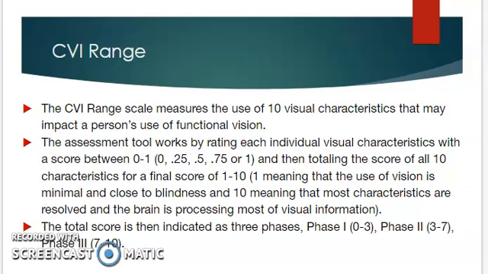The total score is then indicated as 3 phases. It's just easier for us to say, okay, this child is in phase 1 and now she or he has moved to phase 2. If the total score is between 0 and 3, the child is in phase 1; between 3 and 7, phase 2; and 7 to 10, phase 3. The interventions for each of these phases are very specific. In phase 1, you are going to be targeting certain characteristics more than others. In phase 3, you will go all the way and do more literacy kinds of things. So that's what is going to happen, and that's the CVI range.